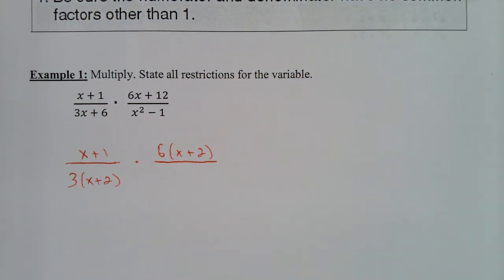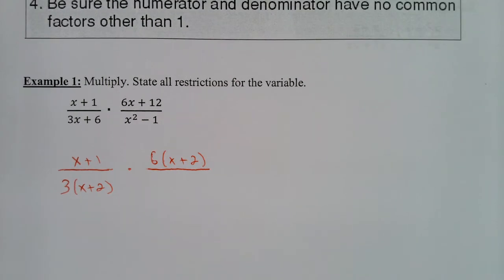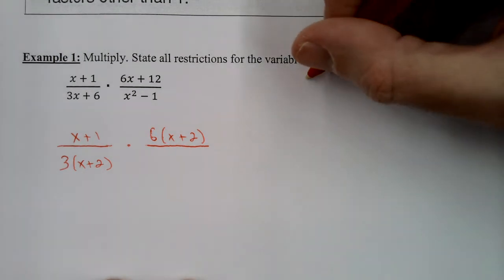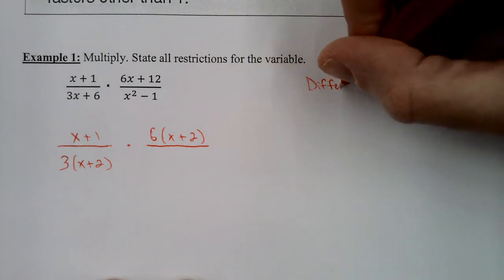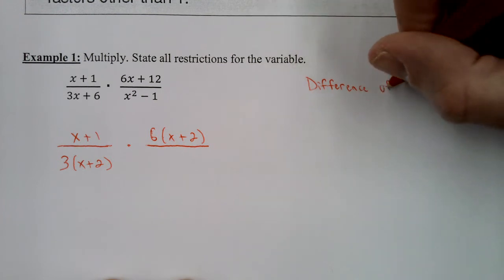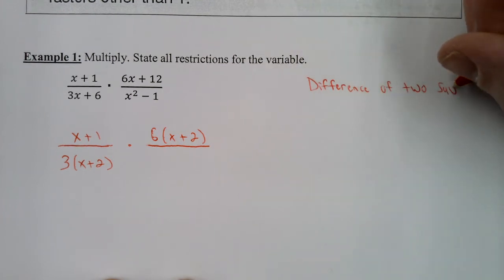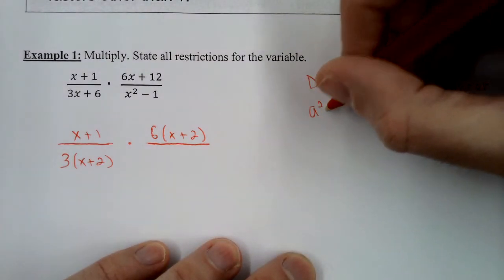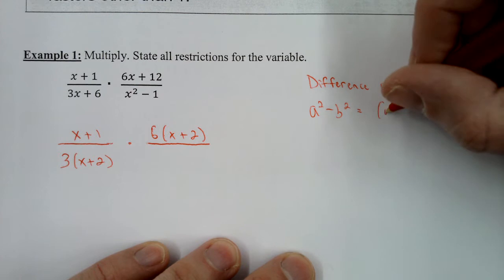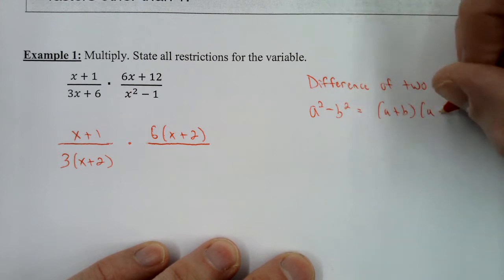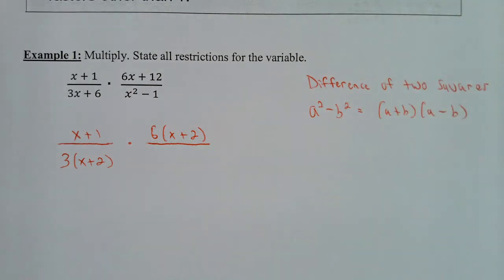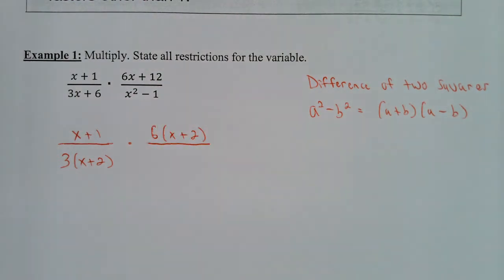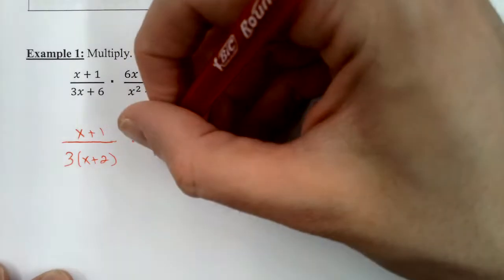And the denominator in the bottom right, that is the difference of 2 squares. In case you forgot what that was, I think we did that in the first lesson. Here we go. Difference of 2 squares. Just to refresh your memory, a squared minus b squared equals a plus b times a minus b. So x squared minus 1, that's the difference of 2 squares. That factors to become x plus 1 times x minus 1.